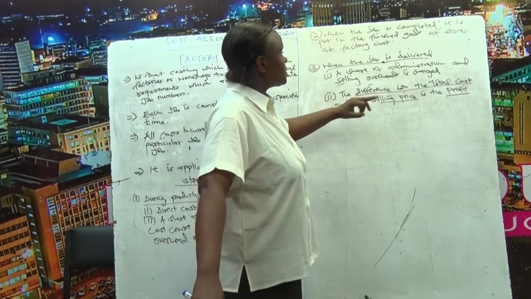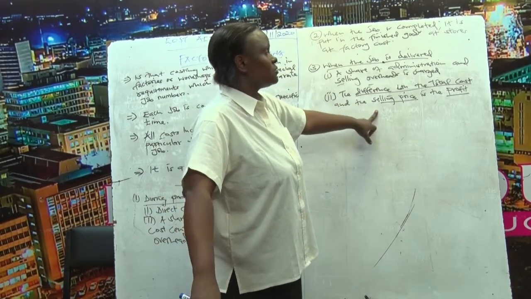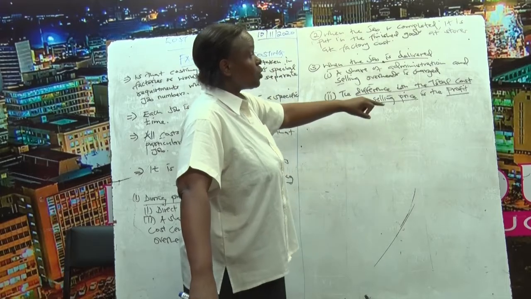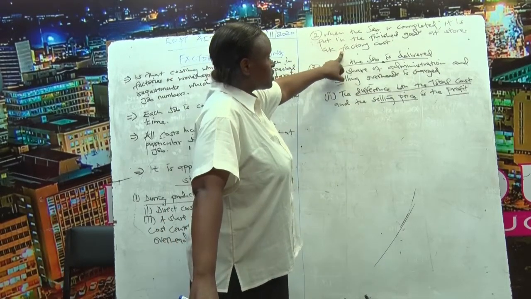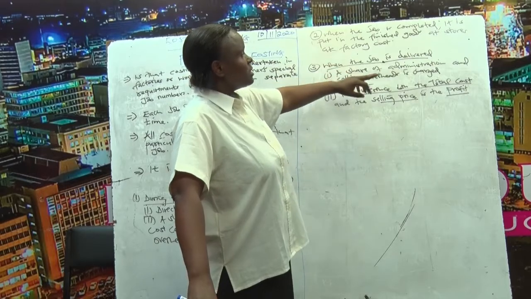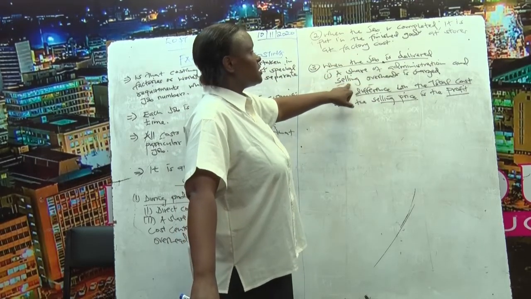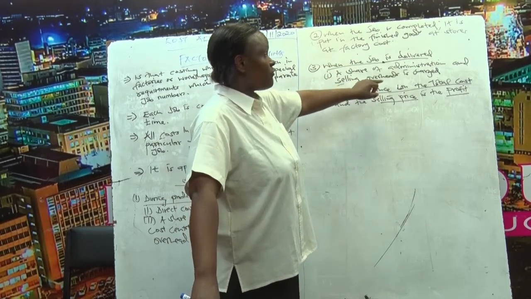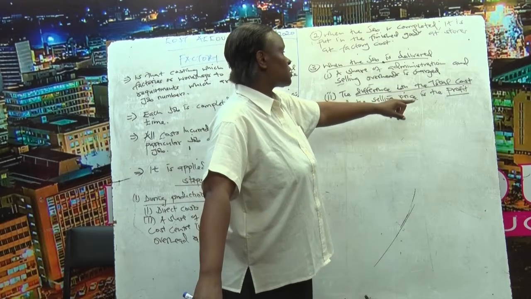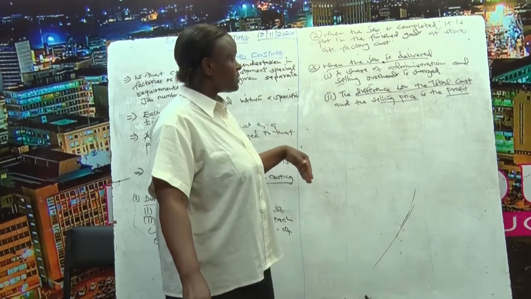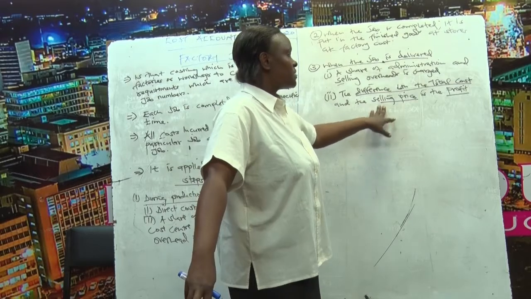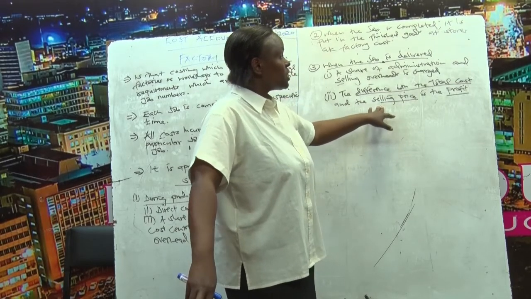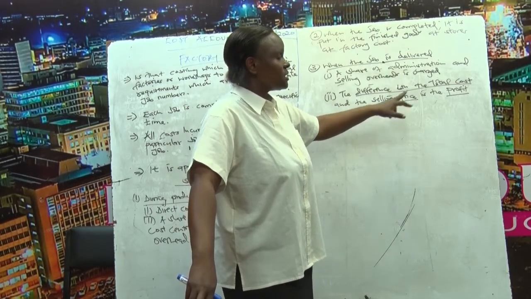Then the difference between the total cost and the selling price is the profit. Total cost will include the factory cost. After getting the factory cost, you add administration overheads and the selling and distribution overheads for you to get the total cost. Then after selling the goods, the amount which you receive is what we call the selling price. So the difference between total cost and the selling price is the profit.